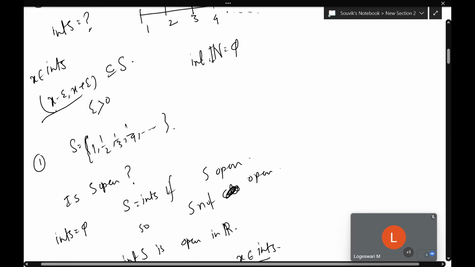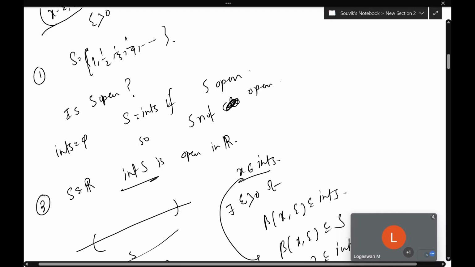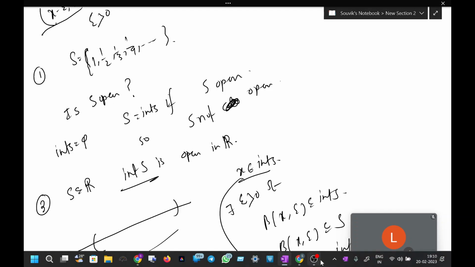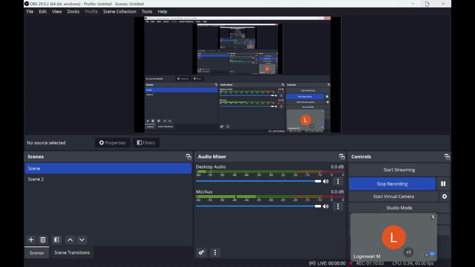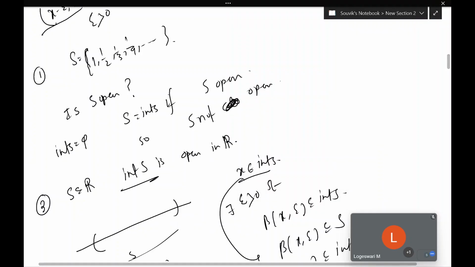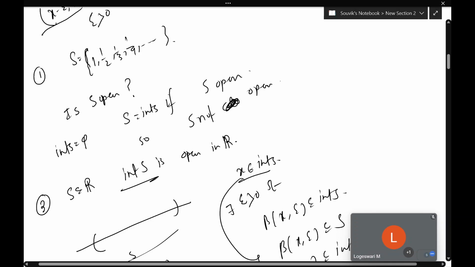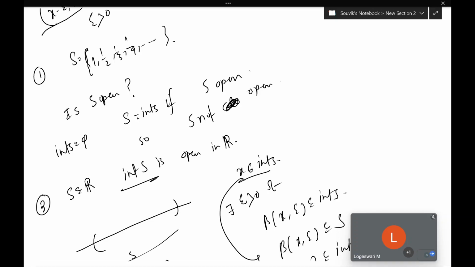So the next set is S equal to 1/2, 1/3, 1/4, dot dot dot. We need to check whether S is open or not. So first we need to check what the interior of it is, because S is open if and only if S equals the interior of S, right?